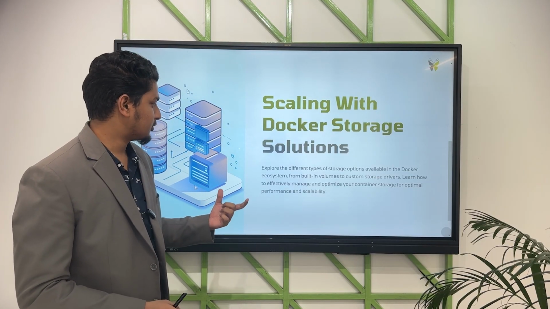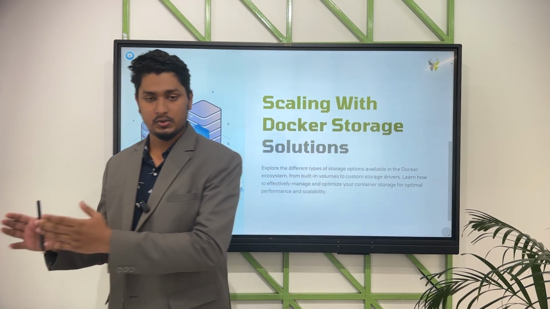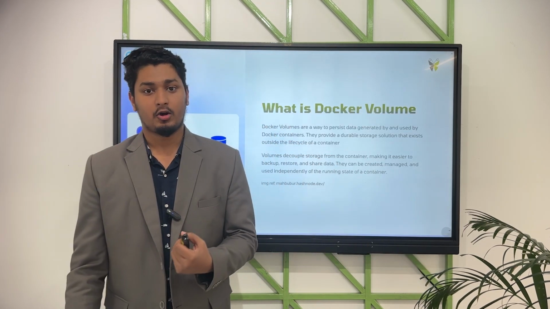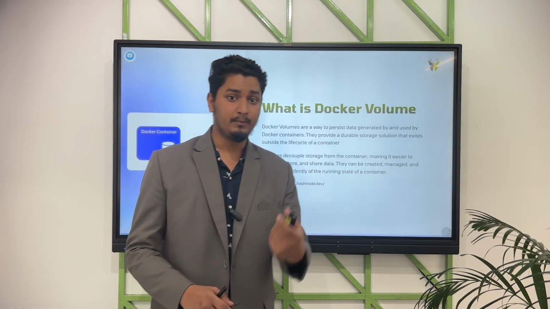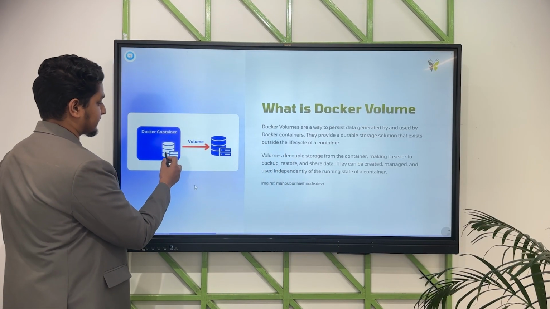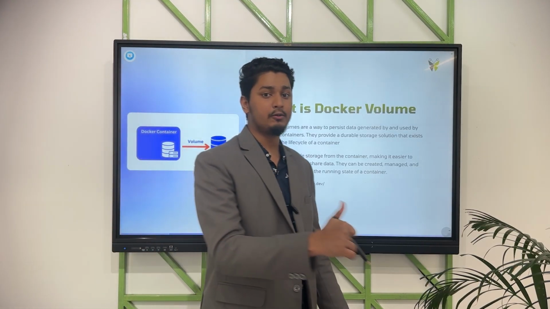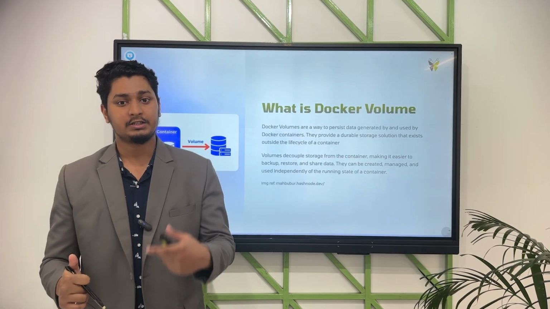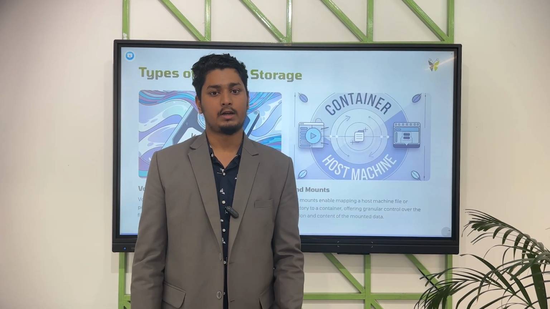Explore the different types of storage options available in the Docker ecosystem. In the Docker ecosystem, there are multiple types of storage we're gonna use in a future project and future slides. Now, what is a Docker volume? A Docker volume is basically a volume that has been implemented for a particular container. As you can see in this diagram, a Docker container has been assigned to a particular Docker volume. Every container has its own particular volume, which can be used for the application deployment and for further deployments.